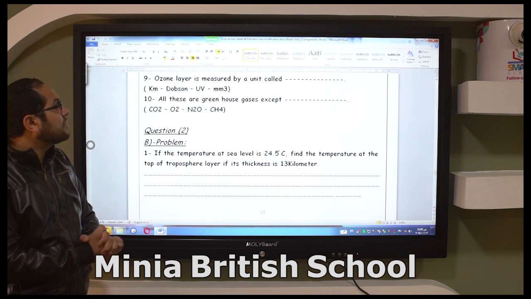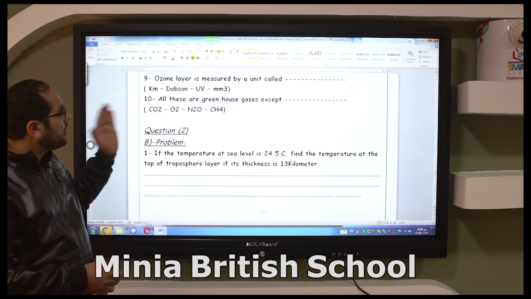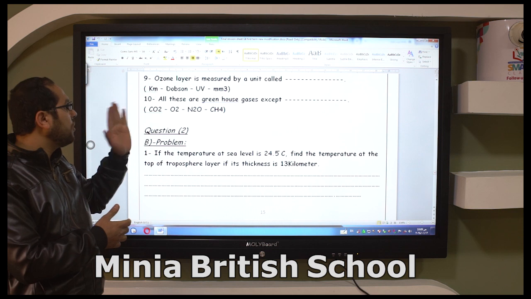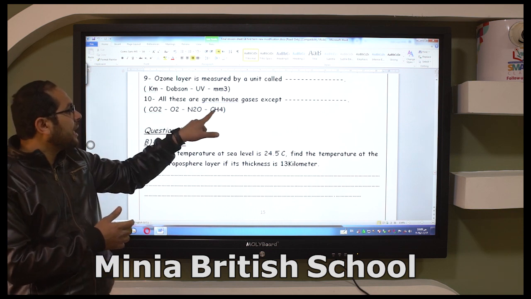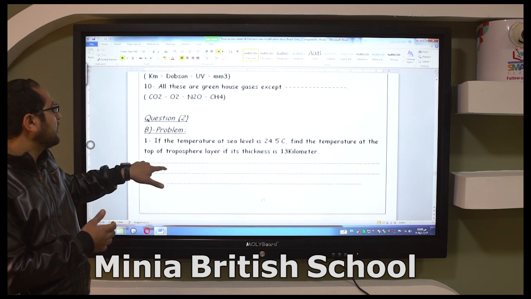All of these are greenhouse gases except one. O2, no. Nitrous oxide, methane gas, yes. So the correct answer is O2.